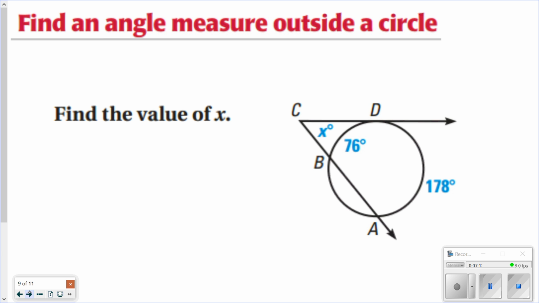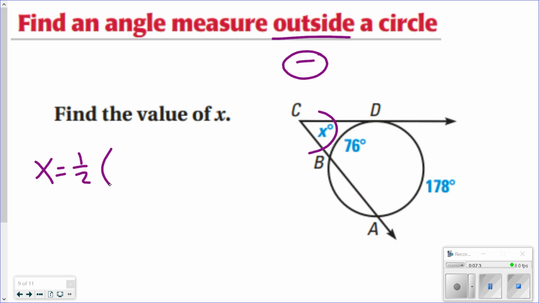Find an angle measure outside of the circle. For this, would I be using the equation with addition or subtraction? It would be subtraction. So find the value of x. So x here is my angle. I know I'm going to do 1/2, and this time I'm going to do the difference of my two arcs.